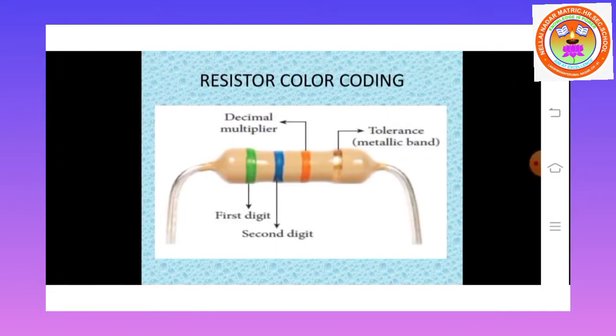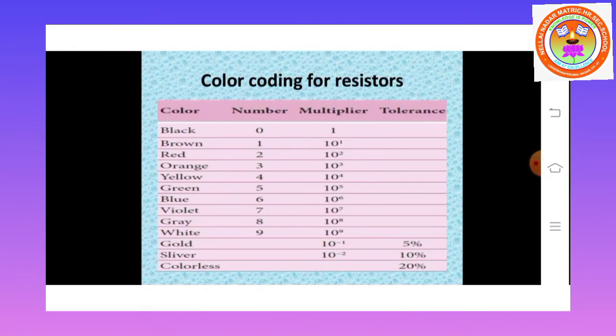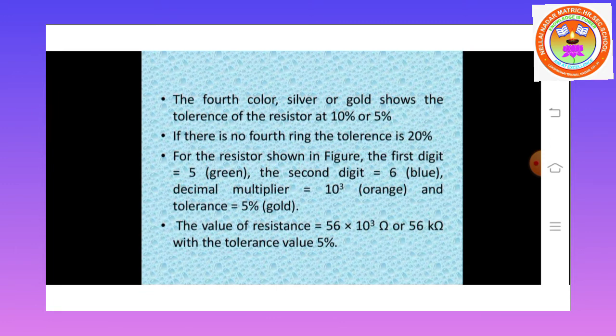Finally, the tolerance color is gold. Already we know that gold has a tolerance value of 5%. So we can write the value of the resistance of the resistor as 56 kilo ohm with a tolerance value of 5%.